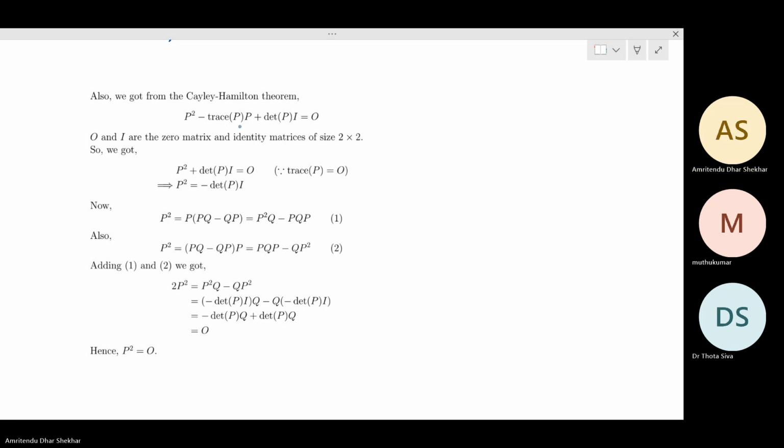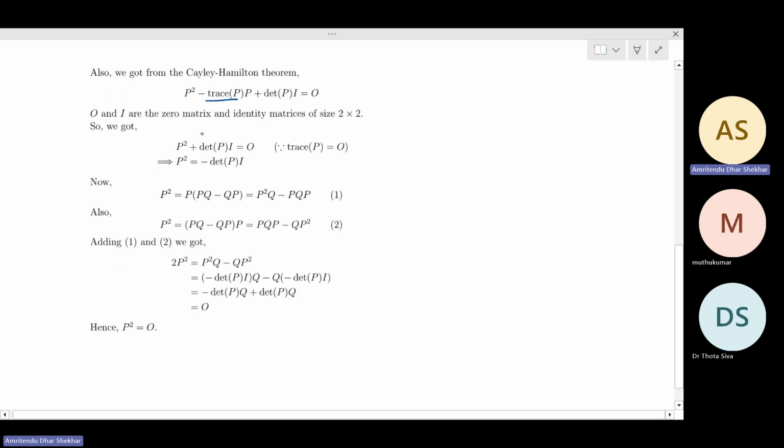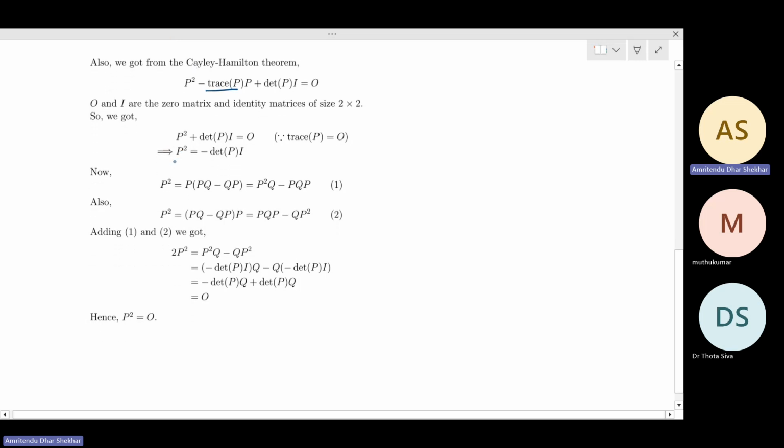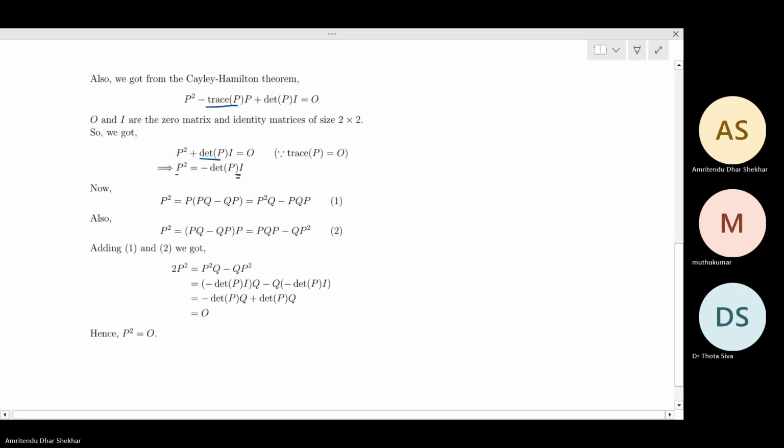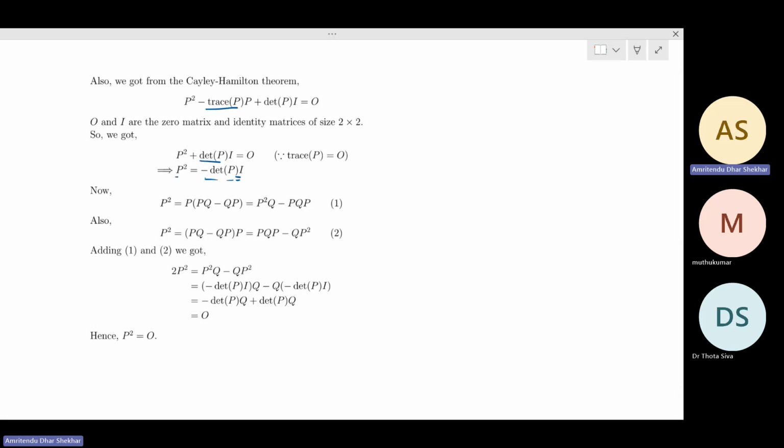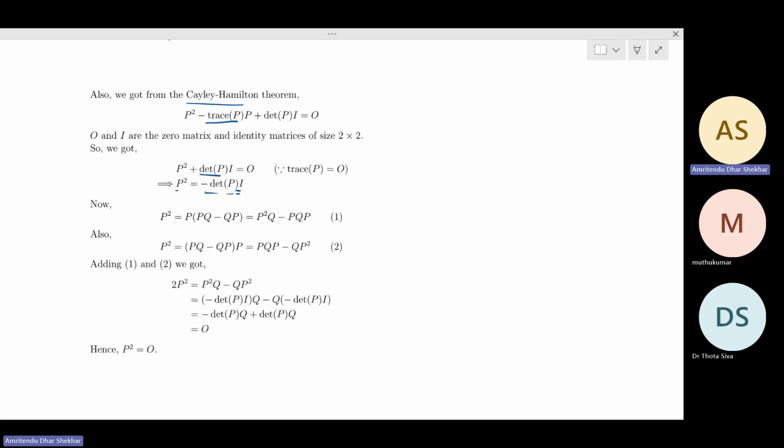So yeah, trace of p is equal to 0 as we deduced, which gives p squared is equal to minus determinant of p times I. Now the question is, of course, what is determinant of p? This, of course, is clear. I hope this is clear why. The trace of p is equal to the sum of the eigenvalues of p, and the determinant of p is equal to the product of the eigenvalues of p.